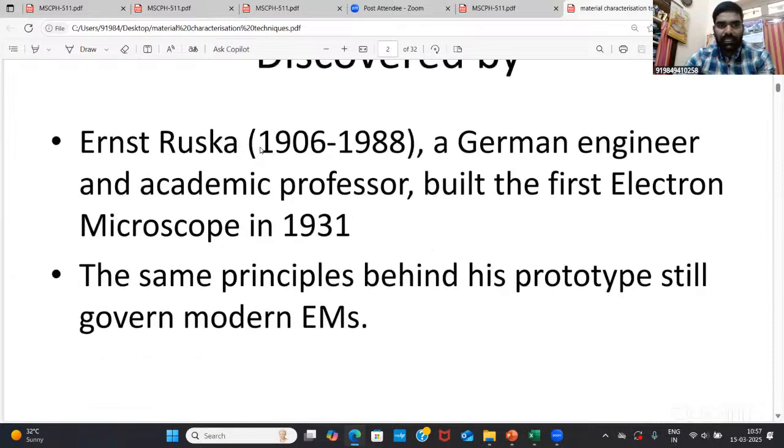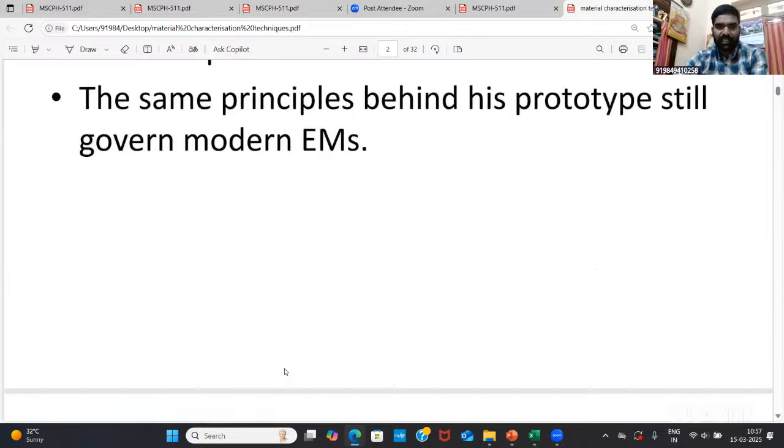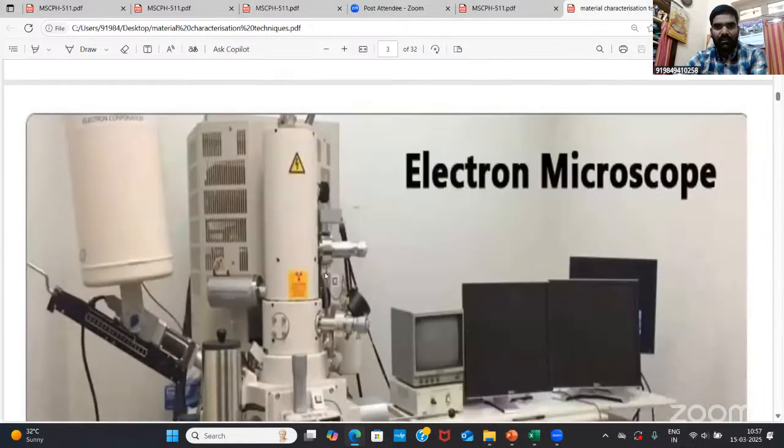It was discovered by Ernest Ruska. He was born in 1906 and died in 1988. A German engineer and academic professor, he built the first electron microscope in 1931. The same principles behind this prototype still govern modern electron microscopes. The same principles which were used by Ruska in 1931 are used in modern electron microscopes also. Okay, this is the electron microscope.